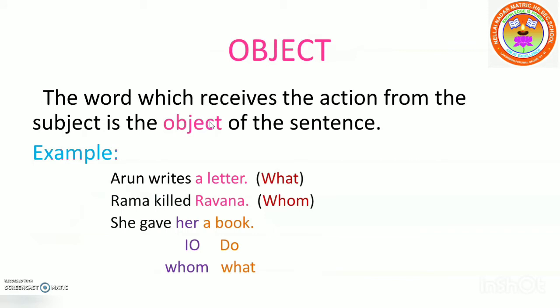Next, we will see how to find out an object in a sentence. The word which receives the action from the subject is the object of the sentence. So here, object can be easily identified by asking the questions of what or whom. Say for an example, Arun writes a letter. Here, if we ask the question what does Arun write? The answer is a letter. So a letter is an object of this sentence.